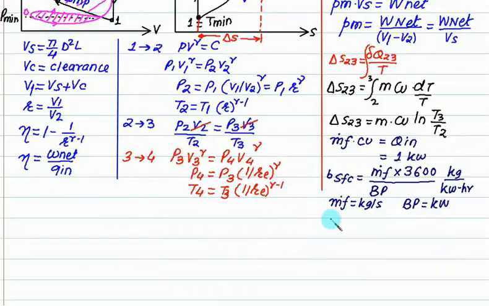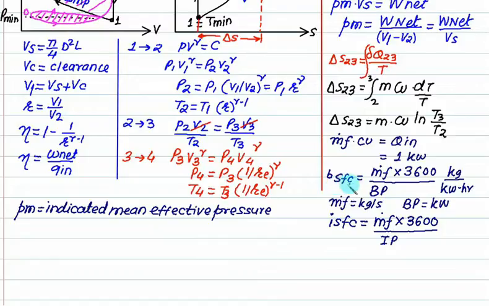If you want to find out ISFC, indicated specific fuel consumption is defined as mass of fuel into 3600 divided by indicated power. Just like BSFC and SFC, they are identical terms. PM stands for indicated mean effective pressure, or many times called only mean effective pressure. This PM multiplied by Vs is called W net. This is the work done in one cycle. So W net is PM multiplied by Vs.